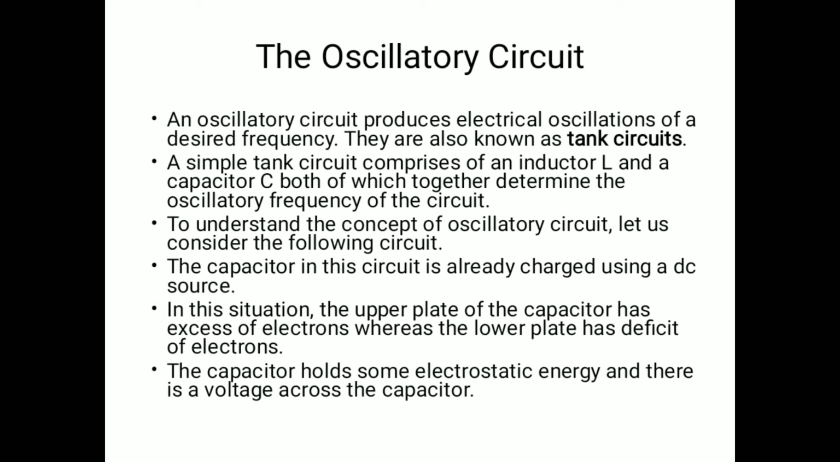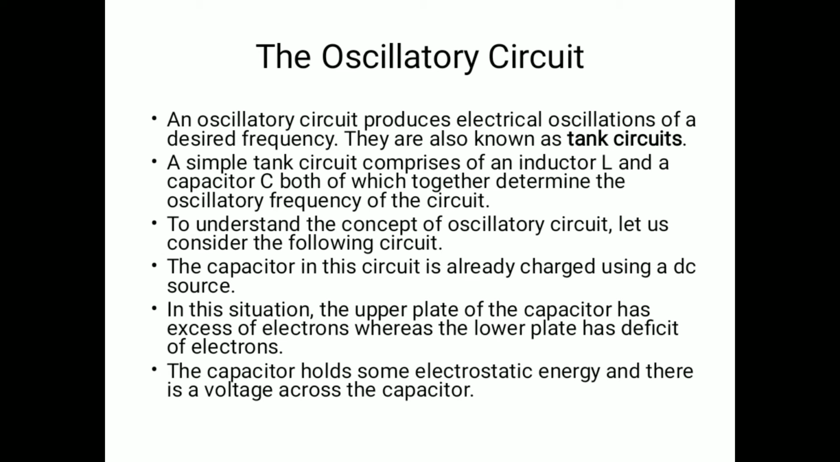Now in this we are studying chapter 4, oscillators. So now we will discuss the oscillatory circuit. The oscillatory circuit is used for producing oscillations, and it is also called a tank circuit. Basically, in an oscillatory circuit or tank circuit, we use an inductor L and a capacitor C. Both make a tank circuit, and they are used to produce the oscillations.